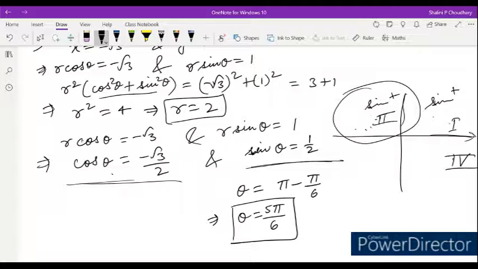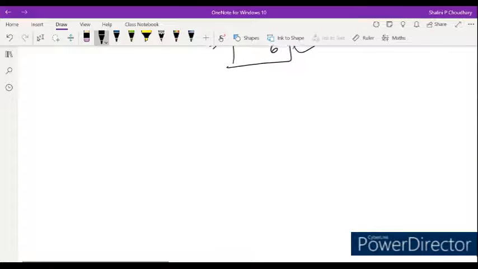Okay, so the value of r is 2 and the argument is 5 pi/6. So these were two questions based on the same concept, where we had to find the modulus and arguments. And now we'll do the third question.